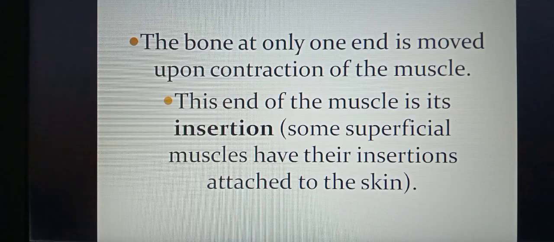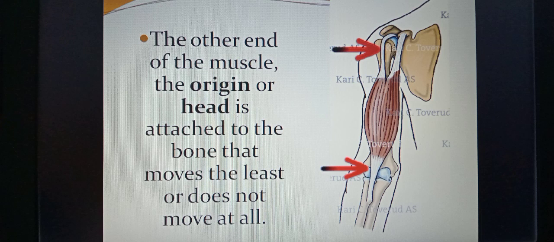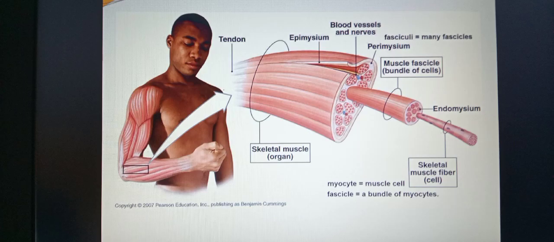The bone at only one end is moved upon contraction of the muscle. This end of the muscle is its insertion. Some superficial muscles have their insertions attached to the skin, so it depends on where the muscles are located. The other end of the muscle, which is the origin or head, is attached to the bone that moves the least or does not move at all. As you can see here with the two arrows, that's the insertion and the origin.